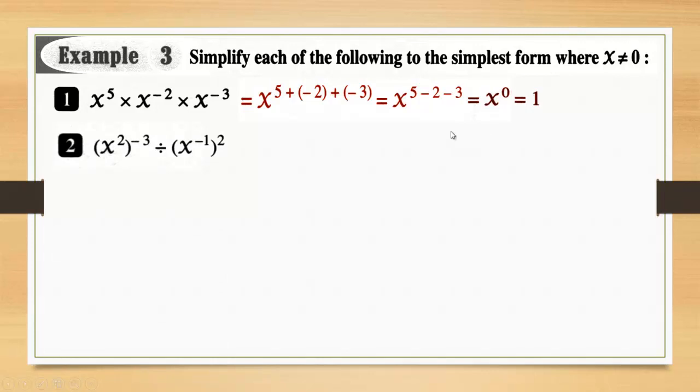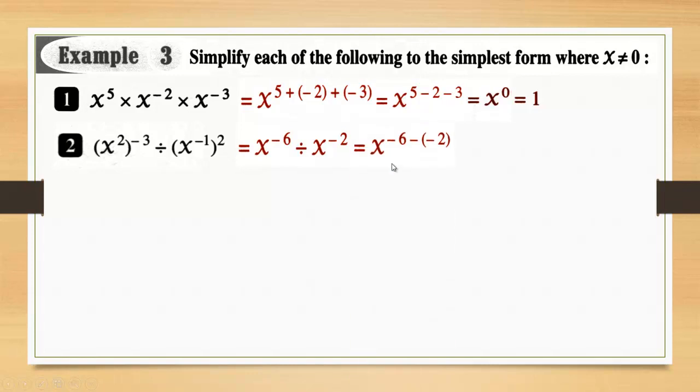Number 2: x power 2 all power negative 3 divided by x power negative 1 all power 2. We will multiply the powers. x power 2 times negative 3 equals negative 6. Divided by negative 1 times 2 equals negative 2.